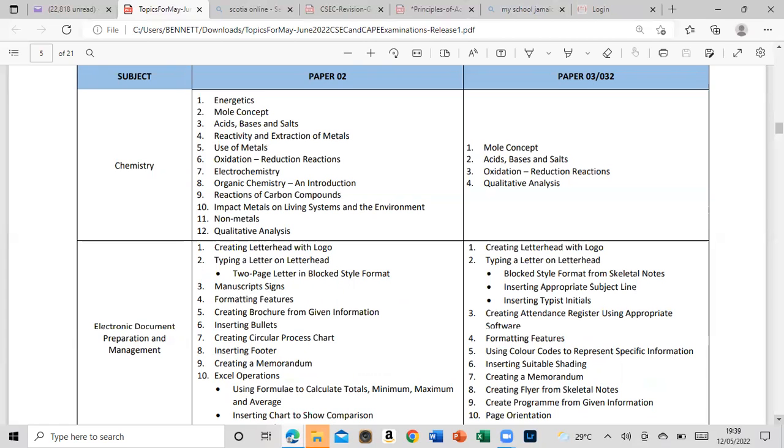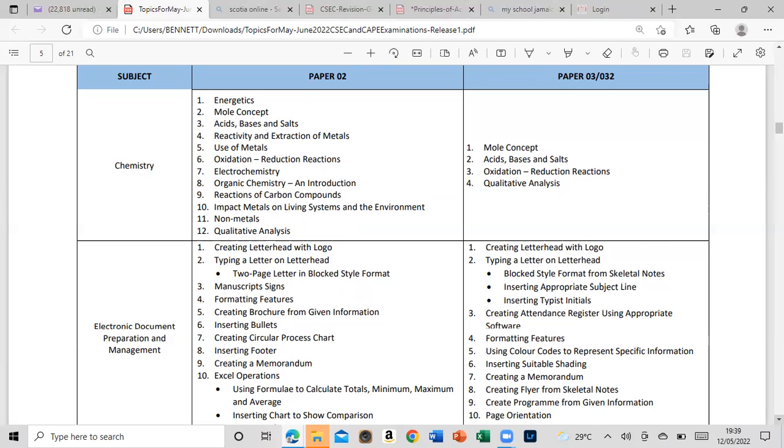Oh my God. And then you have the mole concept, acid-base salts for the paper 2, oxidation, reduction reaction, and qualitative analysis. So you must know the difference between qualitative and quantitative. All right, very important.